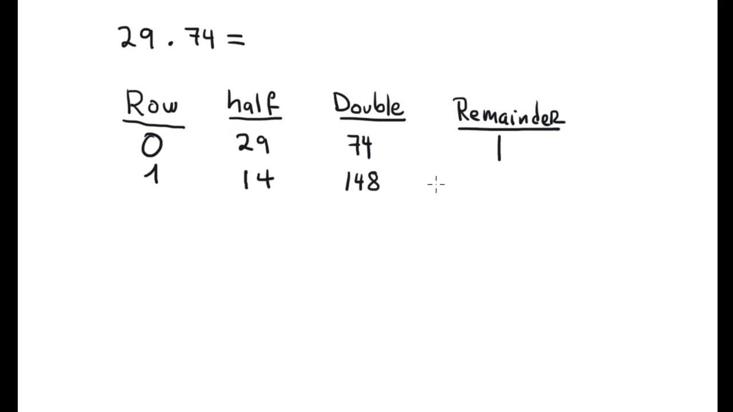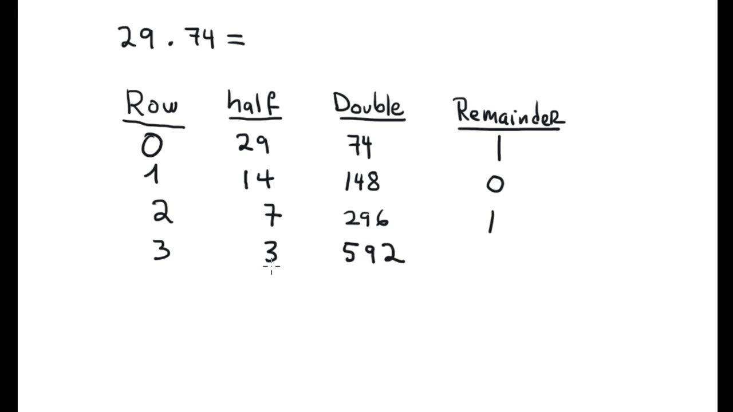Okay, now 14 divided by 2 is 7, no remainder. It's row 2, and duplicating this is 296. 7 divided by 2 is 3, and of course we have a remainder. This is row 3, and this is the multiplication by 2. This guy is 592.